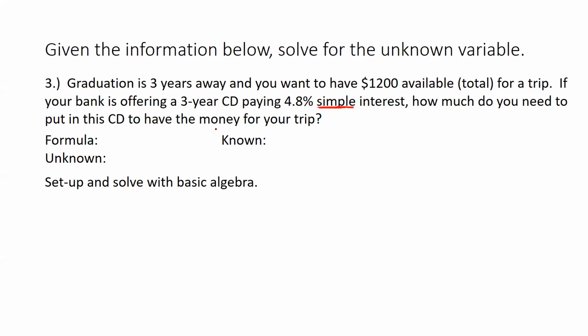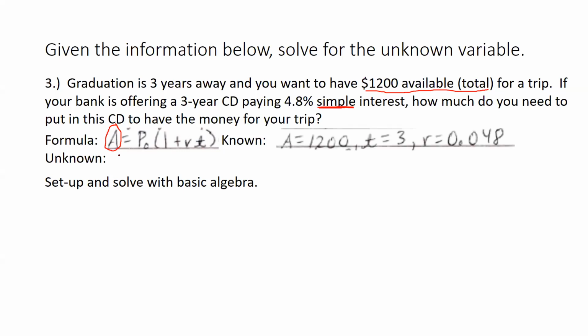Okay. So the formula, since it says simple, we're going to use the simple interest formula. Now, we're not trying to compute 1,200 in interest. We want 1,200 available total. So we want this number here to be 1,200. So we're going to use the A formula instead of the interest formula, because with the interest formula we don't know what we're starting with. And we're going to keep what we end up starting with. That's what we're going to end up withdrawing. So we're not just going to use I here.